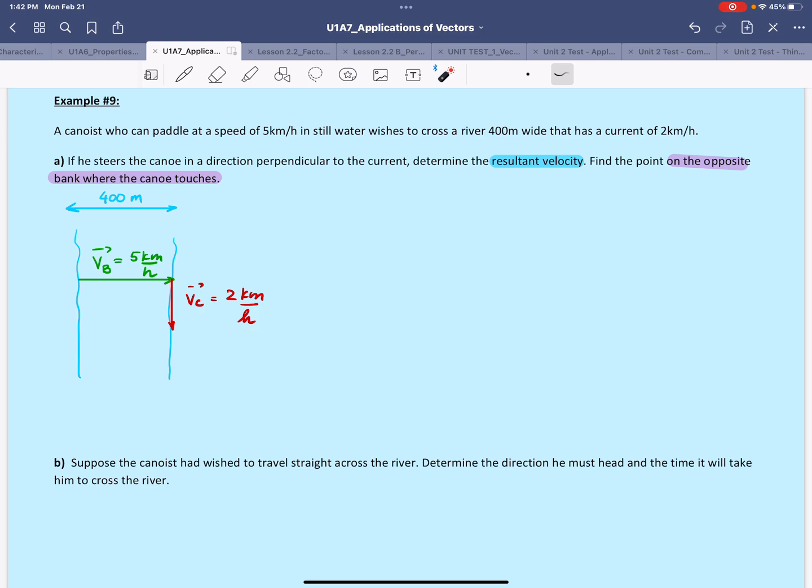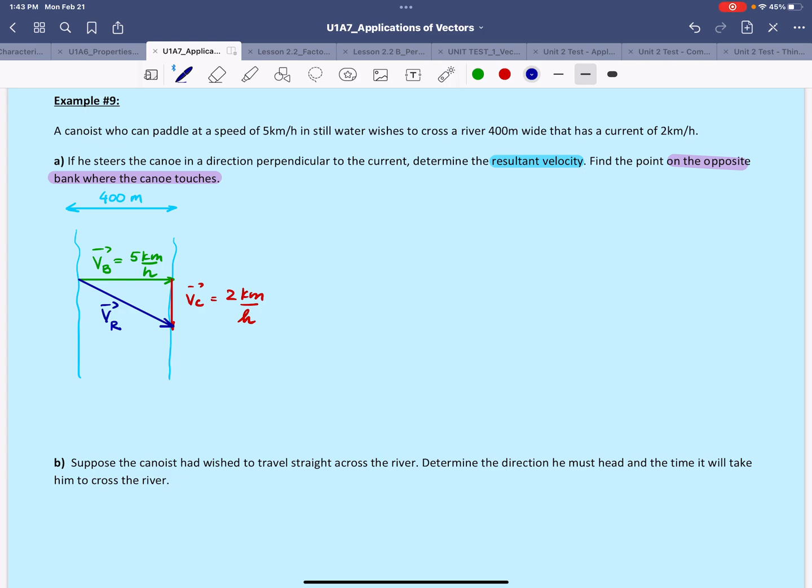It's important that whatever symbols you have used on the diagram must be used in the solution as well. Now, as you can see, the velocities are placed head to tail, and the resultant velocity or the real velocity of the canoe will be affected by both the velocity of the canoe and the river. So the resultant will be the vector that joins the tail of the first with the head of the second. So here we go. We're going to call this VR. Or you can simply call it R.